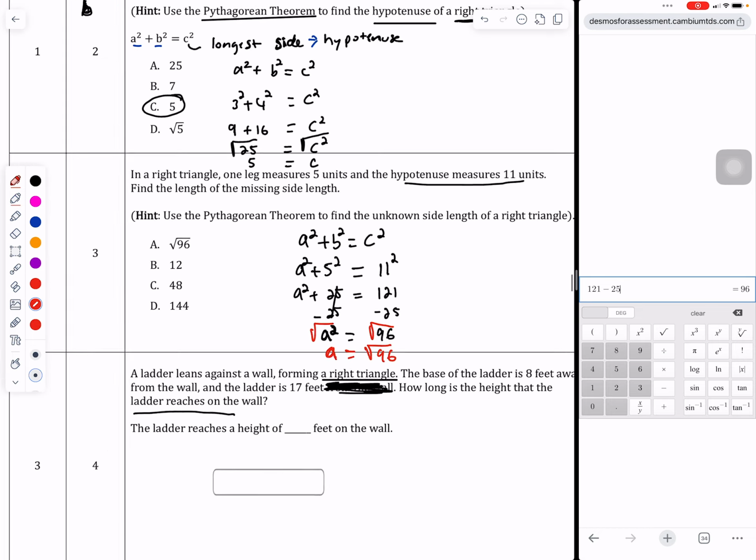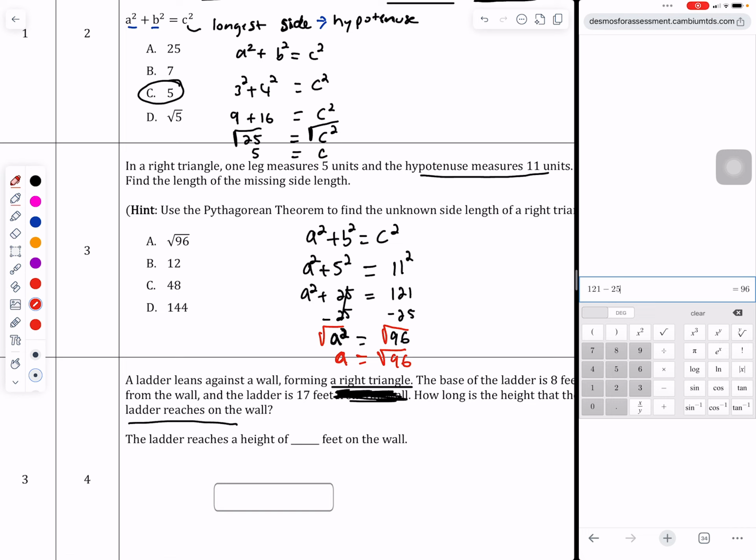For example, in this problem, on a multiple choice, the answer is the square root of 96, so we could leave that as our answer.